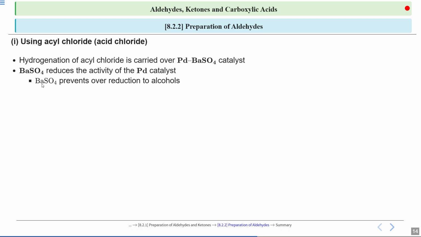the reaction, BaSO4 prevents over reduction to alcohols. Now BaSO4 prevents over oxidation to alcohols, or I can say over reduction to alcohols. This means that it ensures that the reaction stops at the aldehyde stage, which is our desired product.